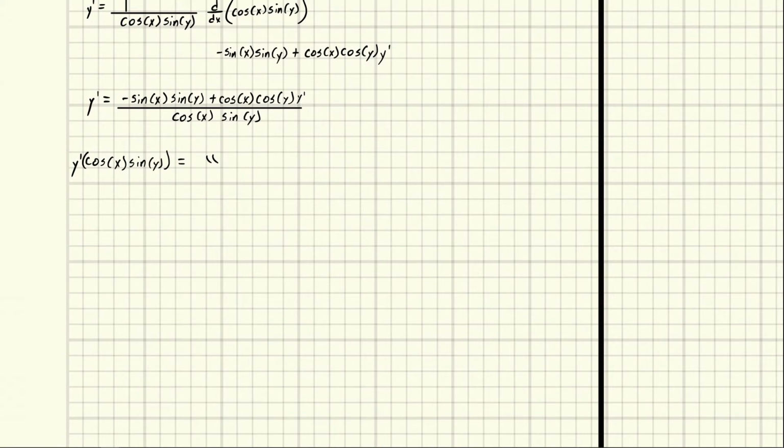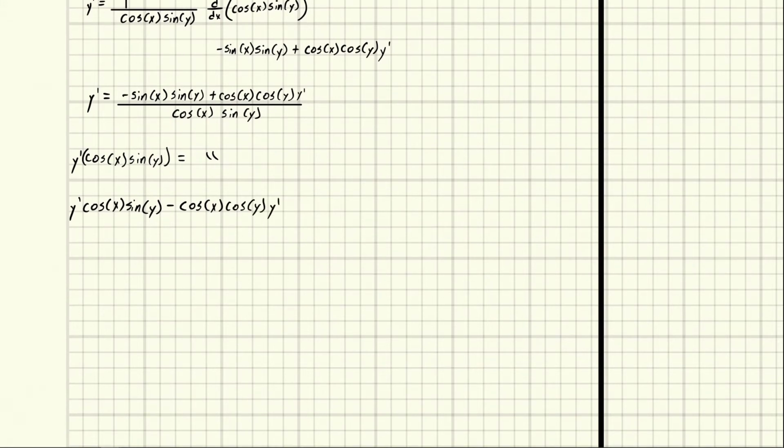So now that all of basically the top piece is over there, we're going to move this bit over since it has a y prime. So we're going to get y prime cosine x sine y. I put extra parentheses up there because I didn't notice that there was no addition. So that's just a habit. Y prime, and then we're going to subtract cosine x cosine y y prime is equal to negative sine x sine y.